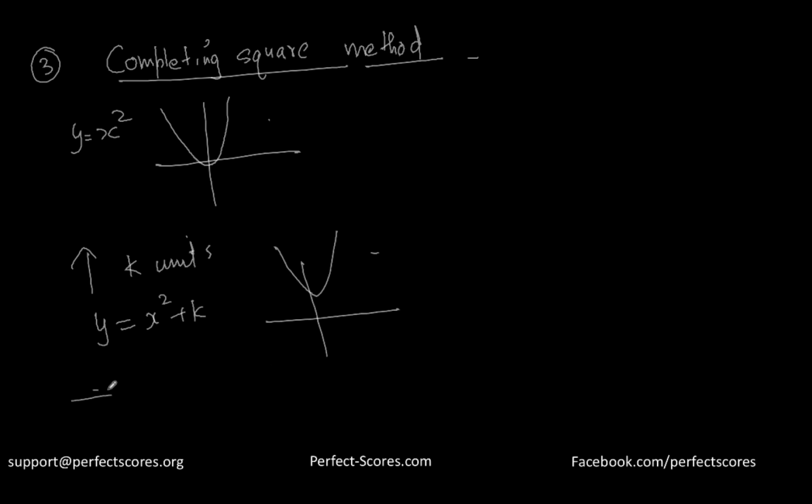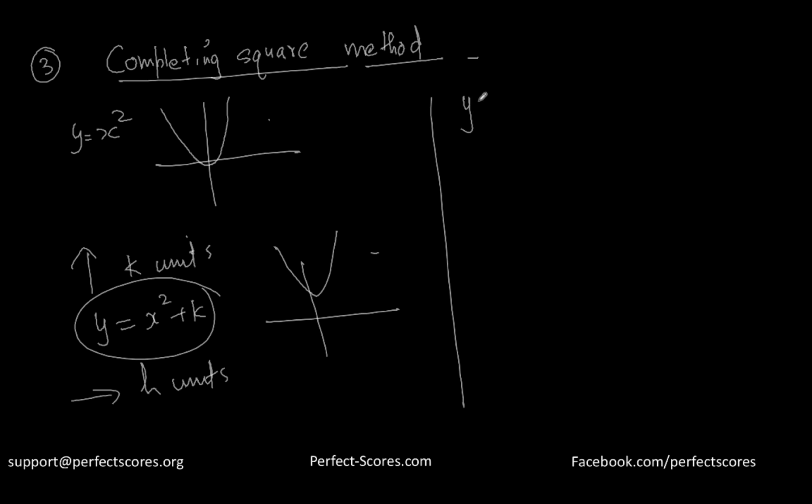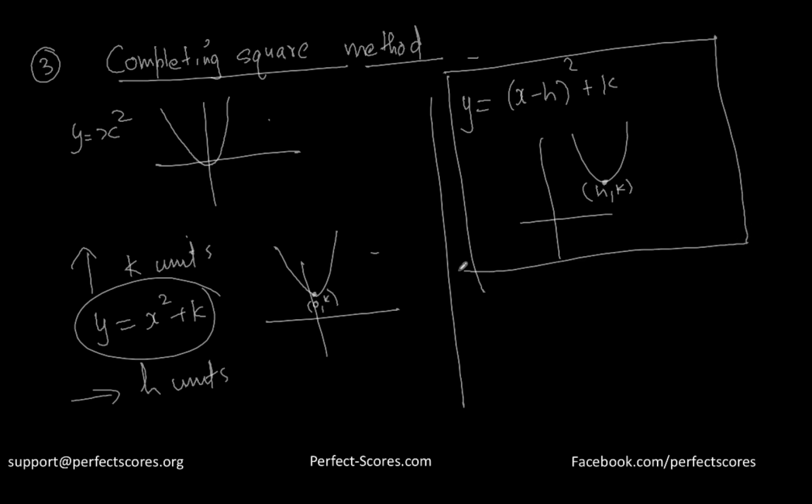And let's suppose I move it right by h units. How is it going to look? This is going to look like y is equal to x minus h whole square plus k. So this point was 0 comma k. Now it's going to move right by h units. That means this is going to be h comma k. So this is another form of quadratic equation, which is y is equal to x minus h whole square plus k, in which h and k give the vertex of the quadratic equation.